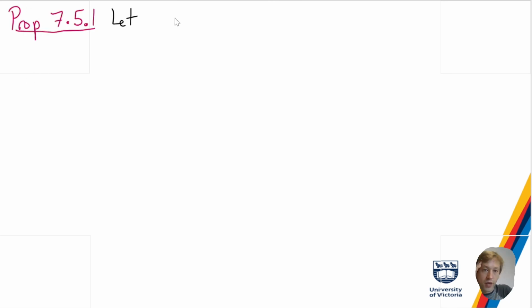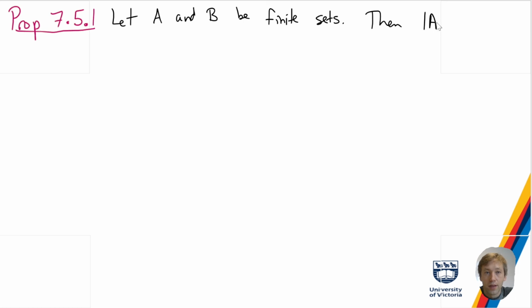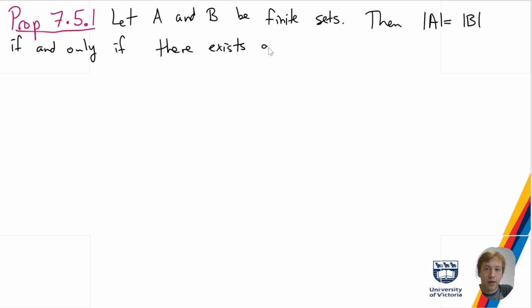So here we're only going to deal with finite sets for now, but next chapter we're going to talk about infinite sets. So let A and B be finite sets. Then the size of A equals the size of B if and only if there exists a bijection from A to B. Okay, so let's prove this.